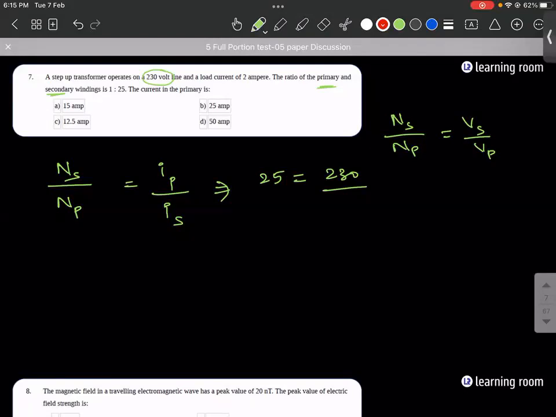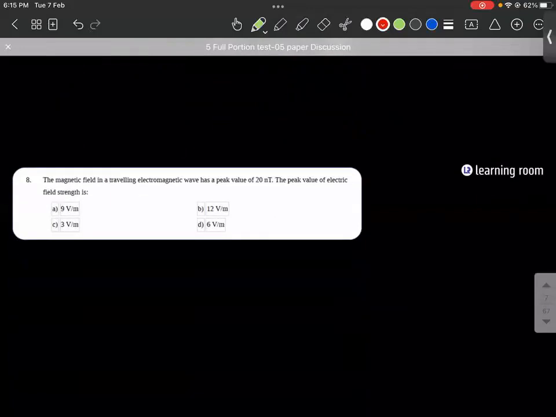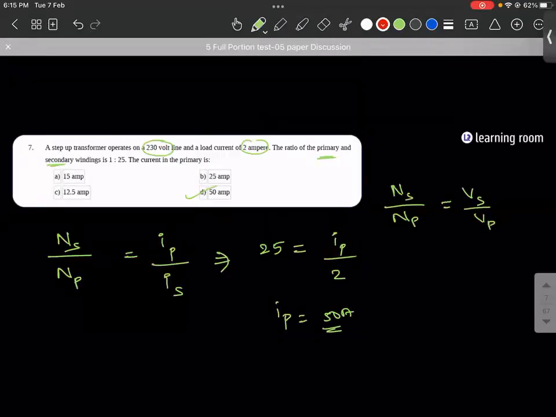So Is is 2 ampere. Okay, they've given this. So we need the primary current. So 25 is equal to Ip divided by 2. So Ip will be 50 ampere. That makes sense. I hope you could understand.